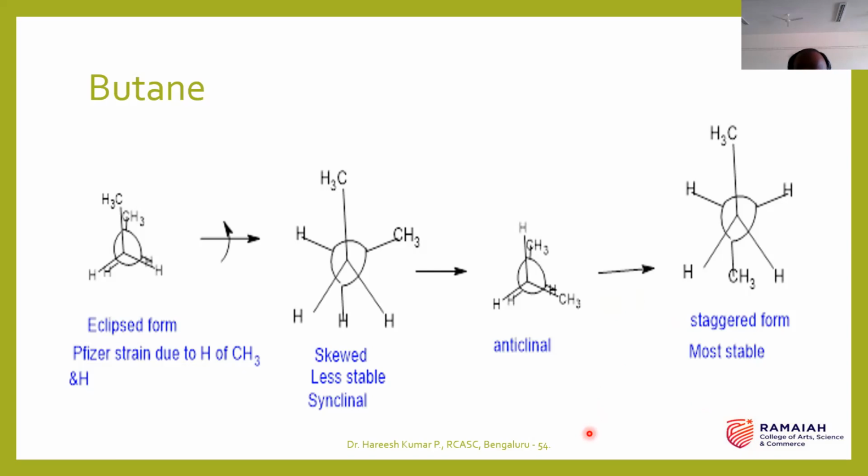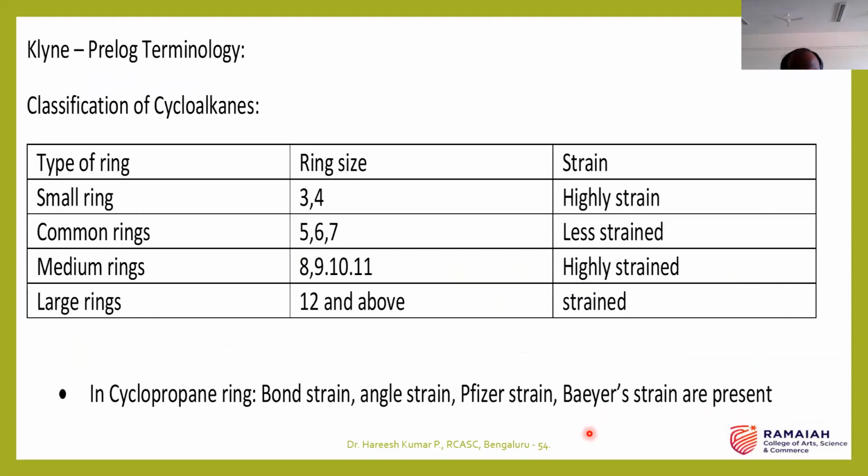So now let's look into the terminology. It's called Klyne-Prelog terminology. As per this classification of cycloalkanes, you know that if three carbon atoms are involved in ring formation, it's called cyclopropane. So cyclopropane is one that belongs to the small rings.